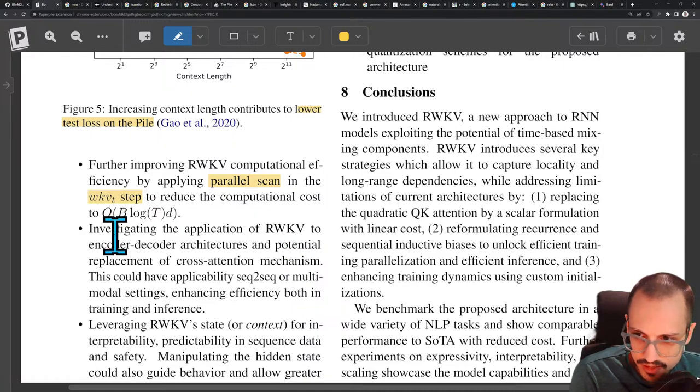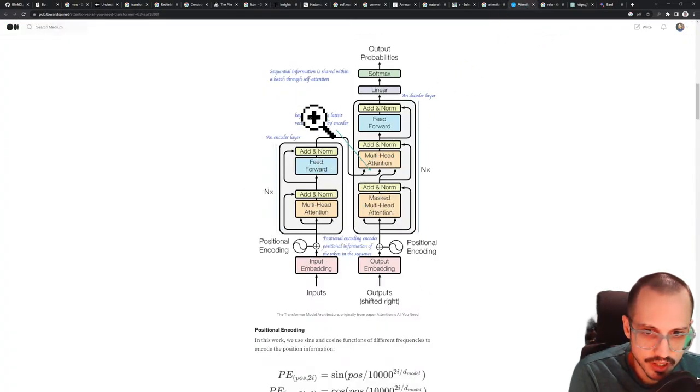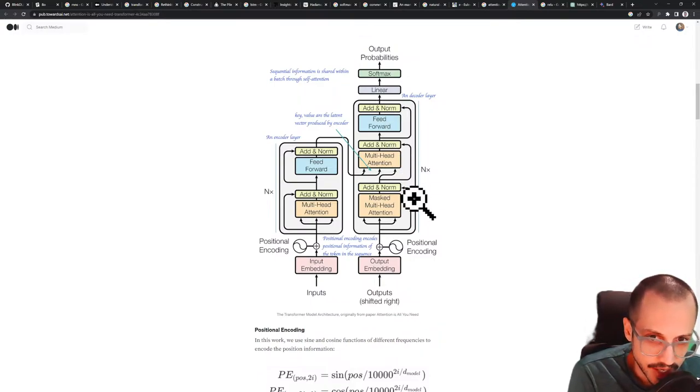Investigating the application of RWKV to encoder-decoder architectures and potential replacement of cross-attention mechanisms. So the encoder-decoder architecture, whenever you're looking at an attention diagram, this is the encoder here, and this is the decoder. It was originally designed for translation, where you encode the sequence in one language and then use that to decode the sequence in the new language that you want. And the cross attention refers to the fact that here you're doing attention with Q, K, and V, where the keys and values are produced by the encoder. So the keys and the values are coming out of this encoder, and then the queries are coming out of the decoder.